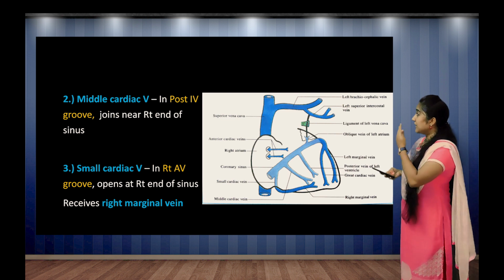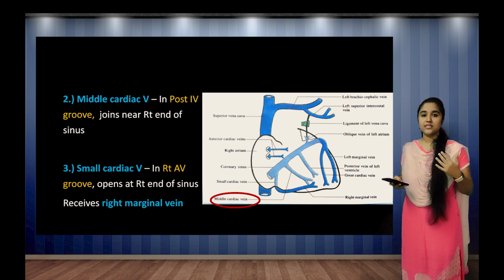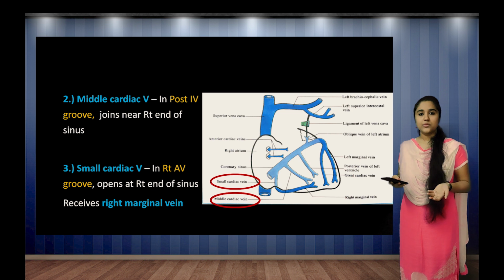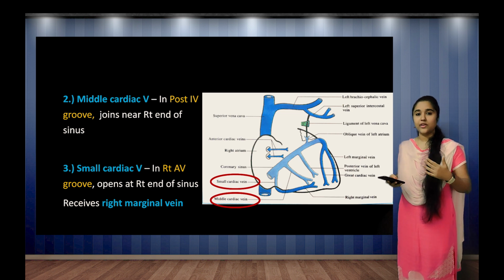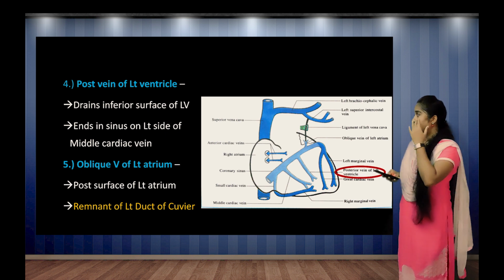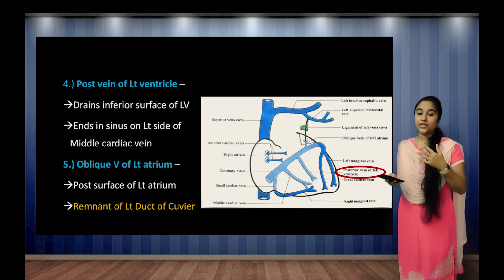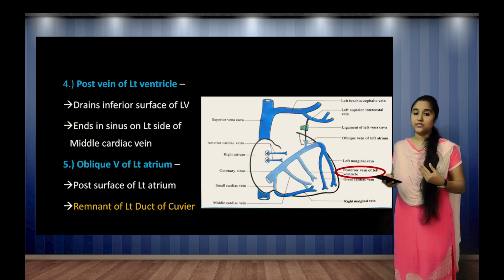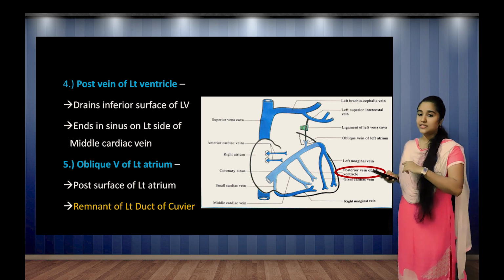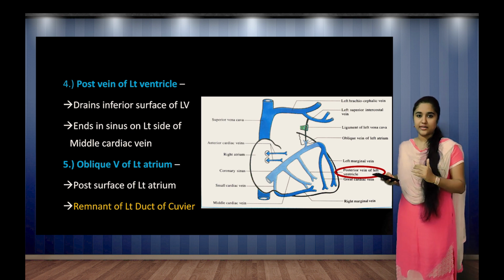The next one is the middle cardiac vein. The middle cardiac vein passes along the posterior interventricular groove and then it joins near the right end of the coronary sinus. Next one is the small cardiac vein. The small cardiac vein passes along the right atrioventricular groove. It opens at the right end of the sinus and it receives the right marginal vein. Other vessels are the posterior vein of the left ventricle. It drains the inferior surface of the left ventricle. It ends in the sinus on the left side of the middle cardiac vein. You can visualize that it ends on the left side of the middle cardiac vein.